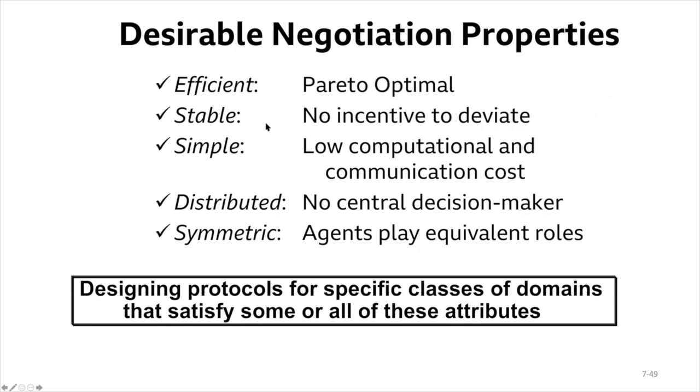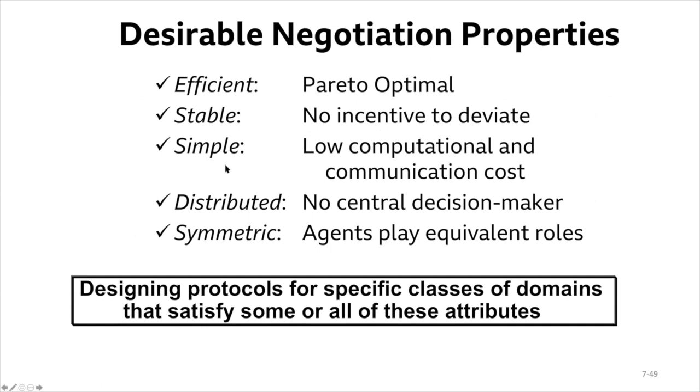Stability. What this means is that we don't want any incentive for a robot to cheat in the protocol. There's no incentive for a robot to do something other than the deal which has been reached. We don't want an agent to have any incentive to try to cheat.